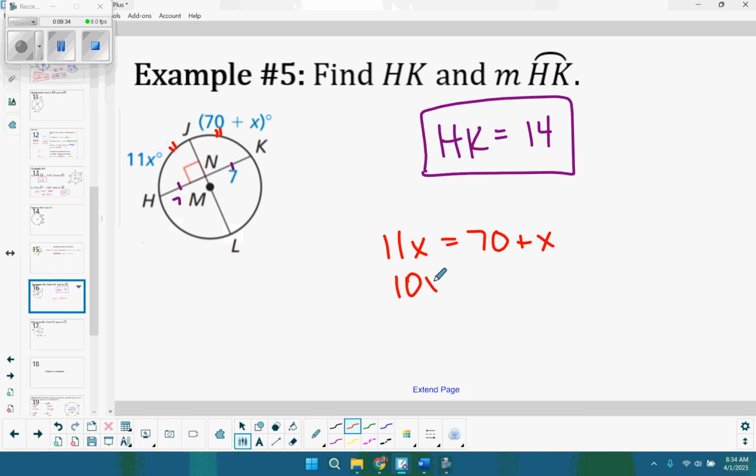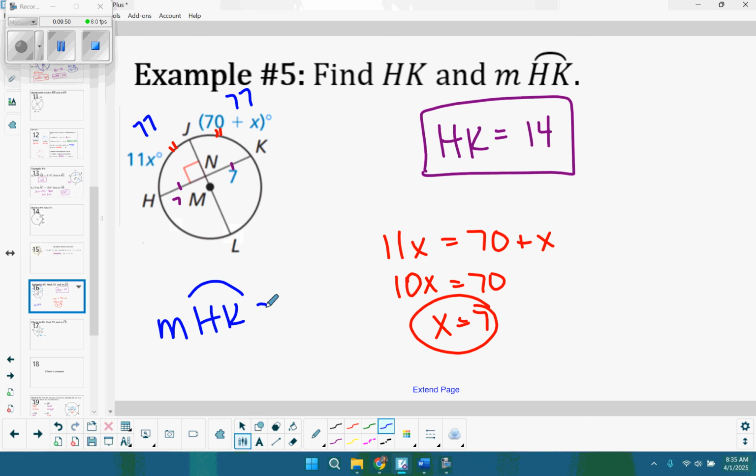Take away x, divide by 10, so we get x is 7. And the whole of arc HK will be adding up these two parts, so 11 times 7 is 77, 70 plus 7 is 77. So arc HK will be the 77 plus 77, which is 154 degrees.